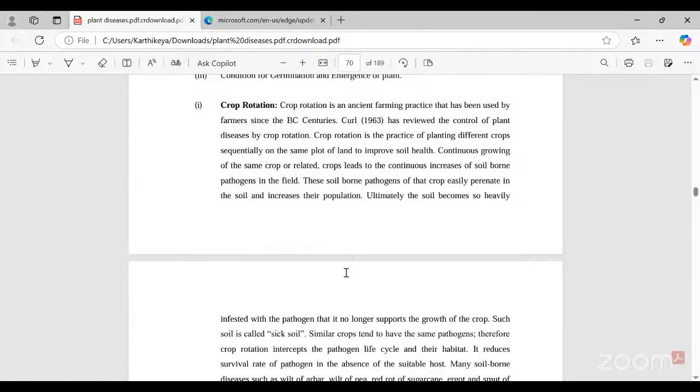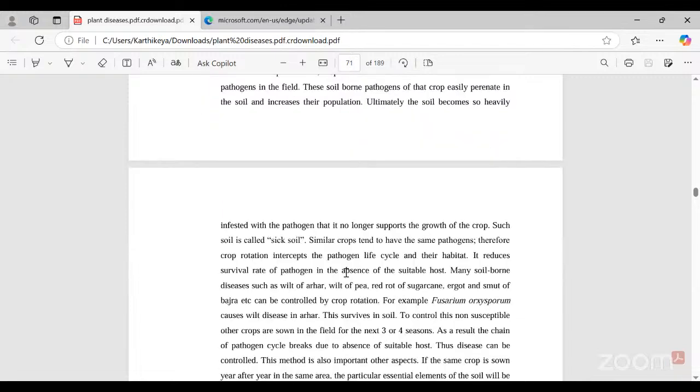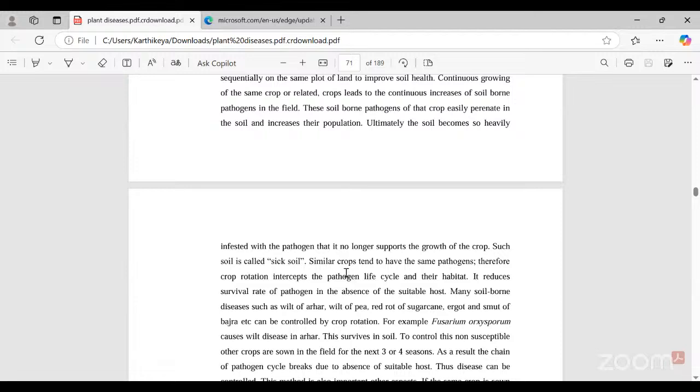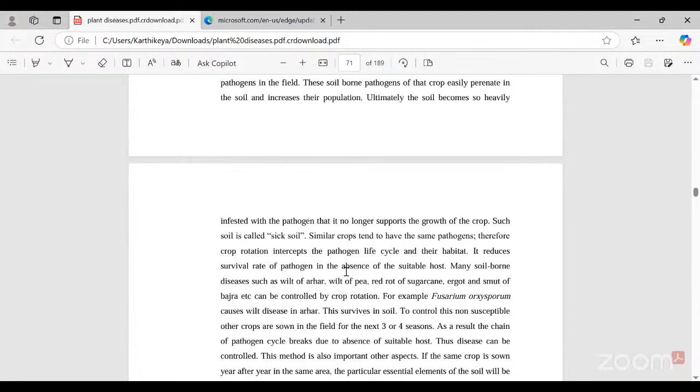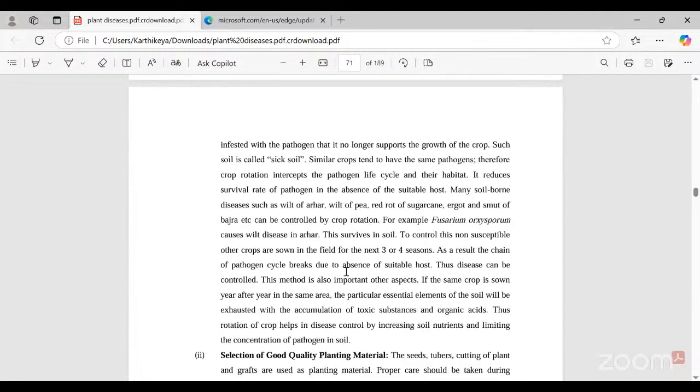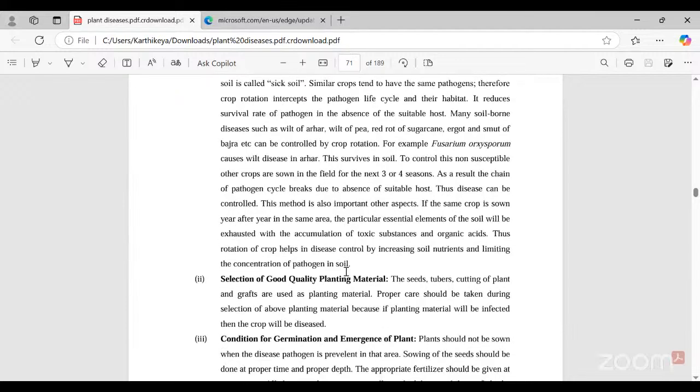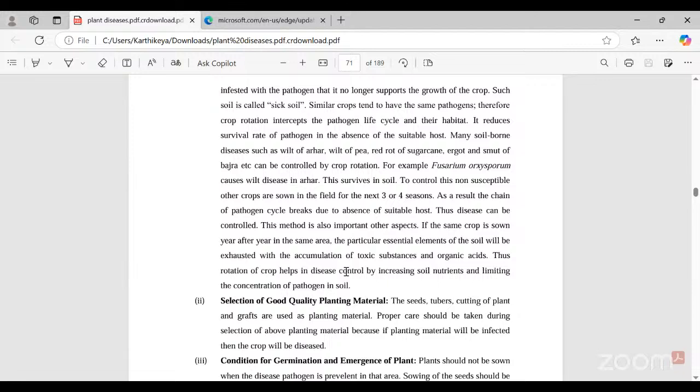These soil-borne pathogens of the crop easily penetrate the soil and increase their population. Ultimately, the soil becomes so heavily infected with the pathogen that it no longer supports the growth of the crop. Such soil is called sick soil. Similar crops tend to have the same pathogen. Therefore, crop rotation intercepts the pathogen life cycle and their habitat.